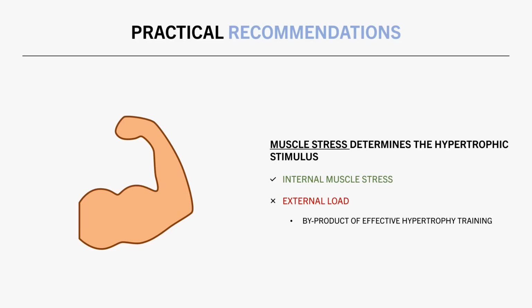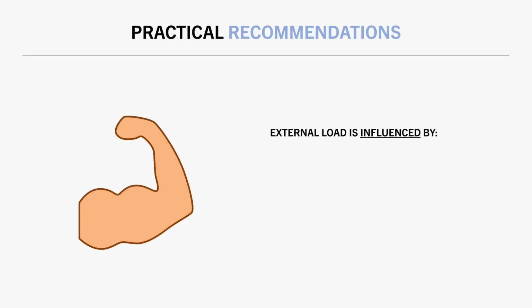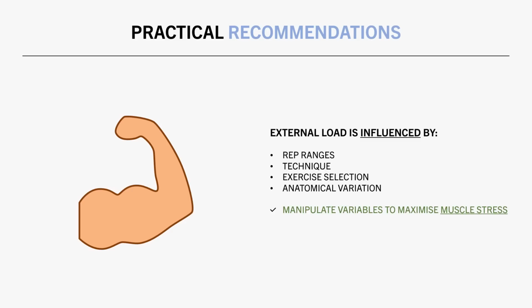But instead of trying to lift the most weight possible, it is probably better to think of the weight we lift as a byproduct of effective hypertrophy training. The load we lift will be influenced by many variables, such as rep ranges, technique, exercise selection, and anatomical variation. However, unless you are trying to maximize strength, you probably shouldn't manipulate all these variables to lift the most amount of weight possible. Instead, trainees should probably manipulate these variables in a way to maximally stress the target muscle in order to provide the best hypertrophic stimulus possible. And the weight used should simply be a function of these variables.